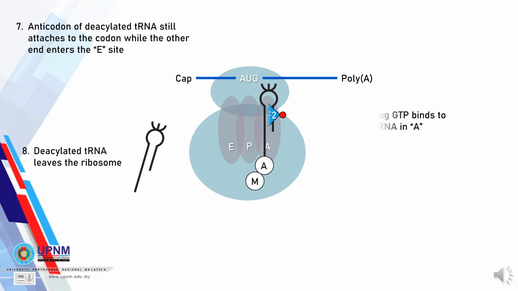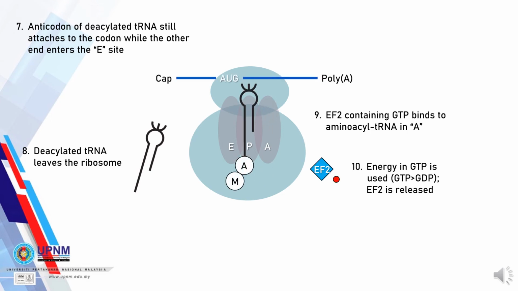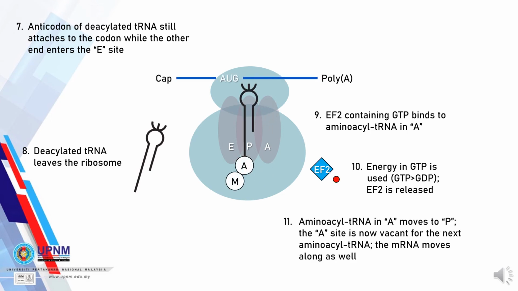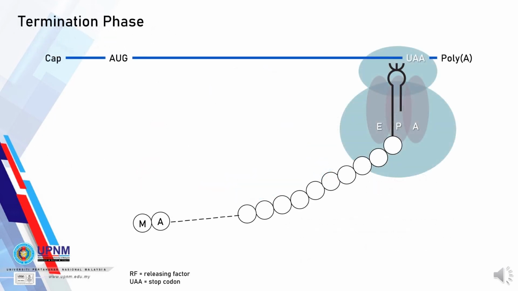Subsequently, elongation factor 2, or EF2, carrying a GTP will bind to the aminoacyl tRNA in the A site. The energy in GTP will be used, and the EF2 as well as GDP will be released from the ribosome. This will trigger the transfer of aminoacyl tRNA from the A site to the P site. The A site is now vacant for the next aminoacyl tRNA. The mRNA moves along as well. The elongation phase will occur repeatedly until a long polypeptide chain is produced.